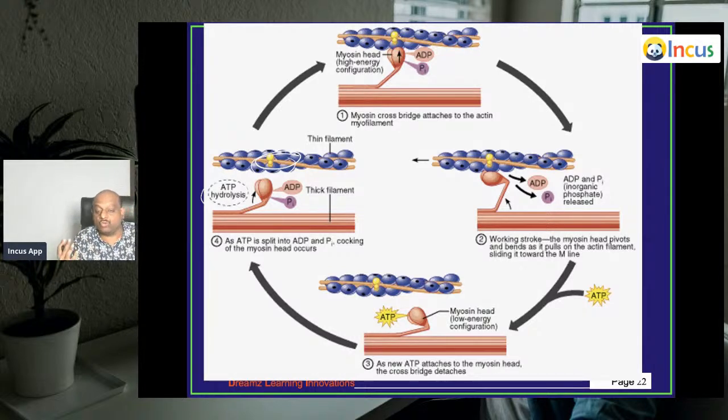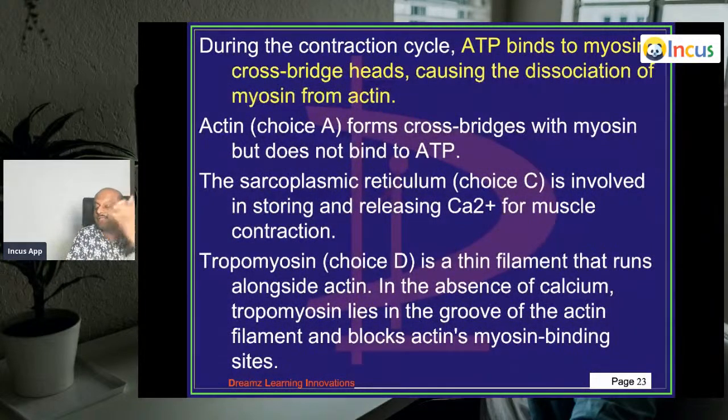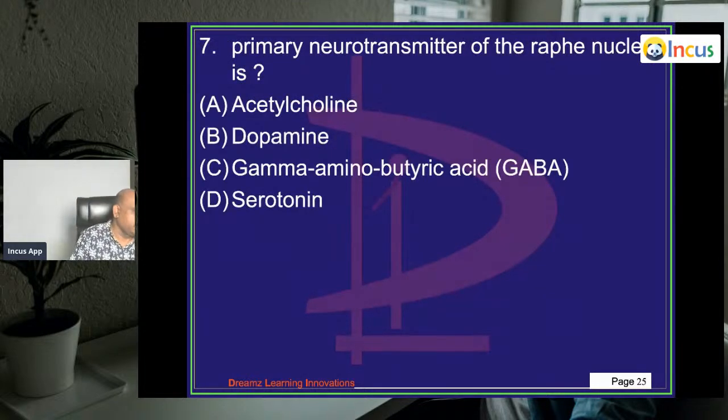And why do you get rigor mortis? Because in a dead person there is no ATP available to lead to the dissociation of myosin from actin. That's the reason it will be in rigor mortis. So what is the primary neurotransmitter of the raphe nuclei?